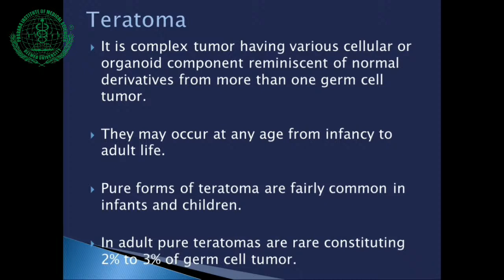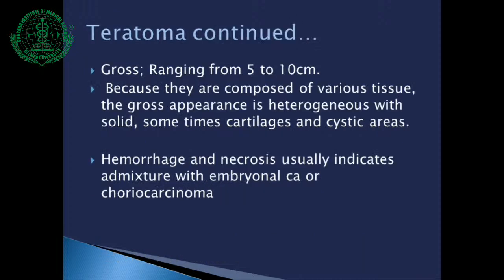They may occur at any age from infancy to adulthood. In infancy and in children, these tumors are pure tumors, and in adults, pure teratomas are very rare, constituting only 2 to 3% of germ cell tumors, because these tumors are usually mixed with other non-seminomatous and seminomatous germ cell tumors.